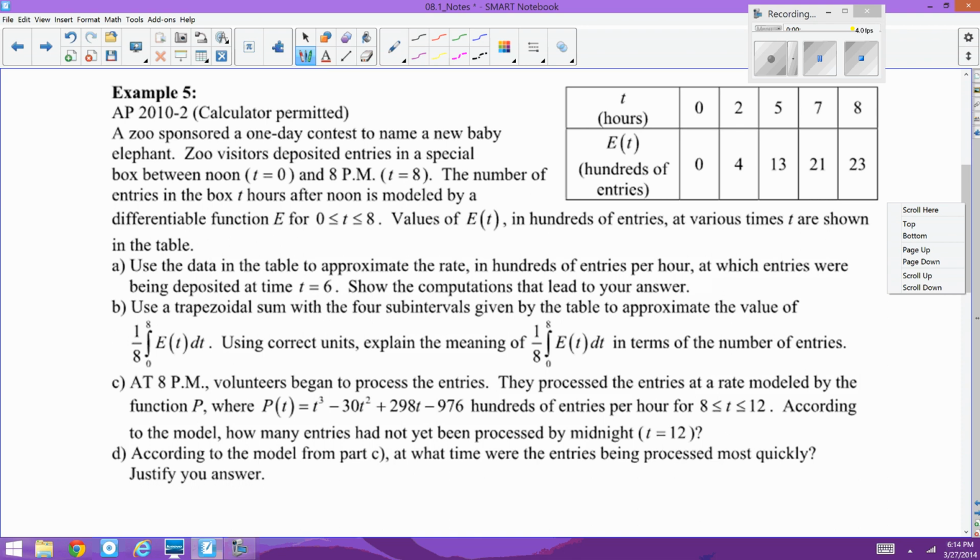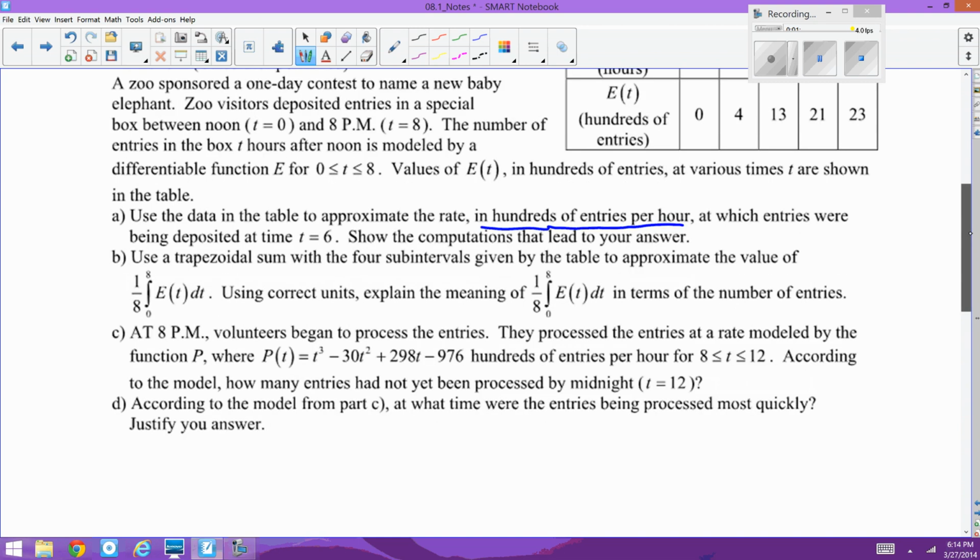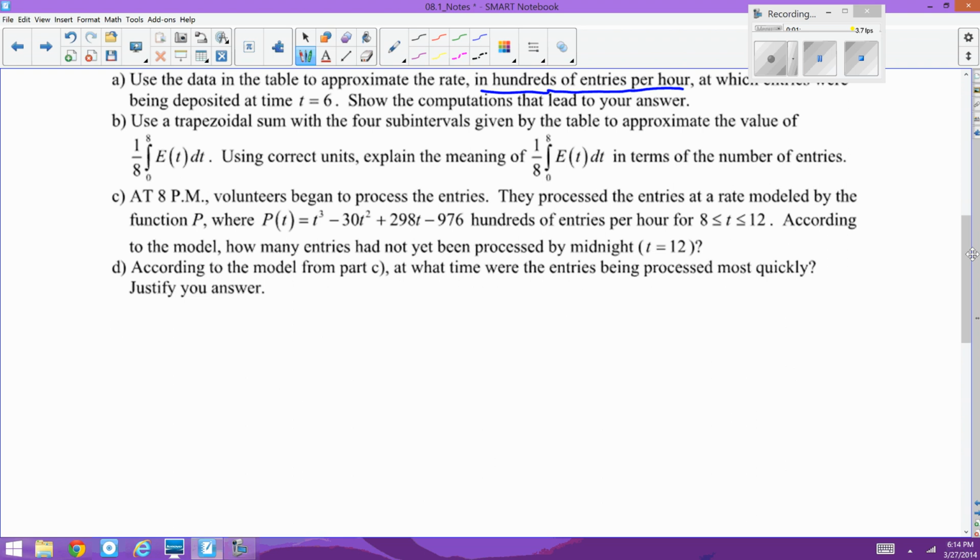Part A, use the data in the table to approximate the rate in hundreds of entries per hour at which entries were being deposited at time t equals 6. There's units. That's going to be important, so I'm underlining that. So we're trying to approximate. That's our squiggle. Okay, so we're going to approximate the rate.